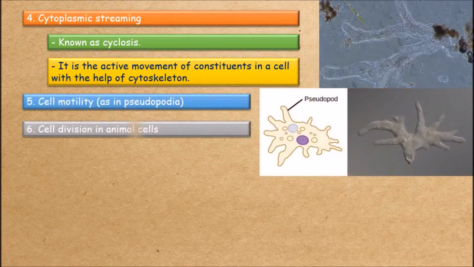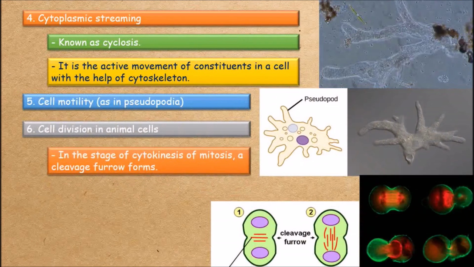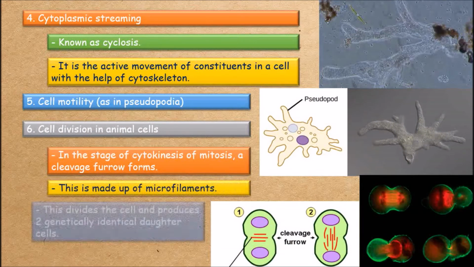Cell motility, as in pseudopodia. Cell division in animal cells. In the stage of cytokinesis of mitosis, a cleavage furrow forms. This is made up of microfilaments. This divides the cell and produces 2 genetically identical daughter cells.